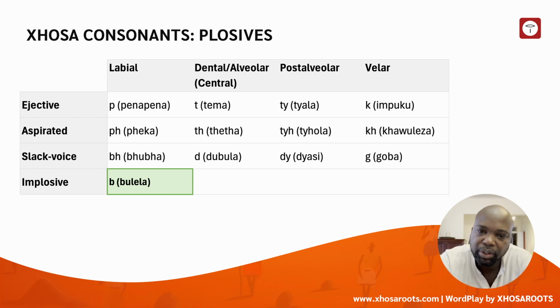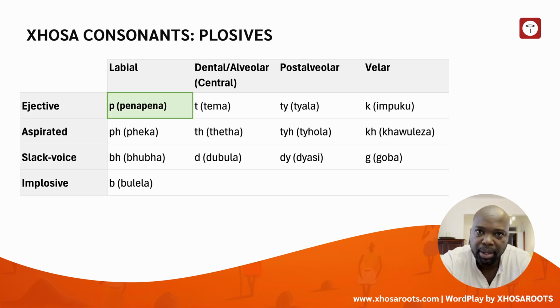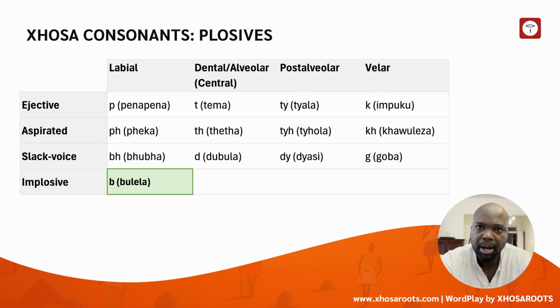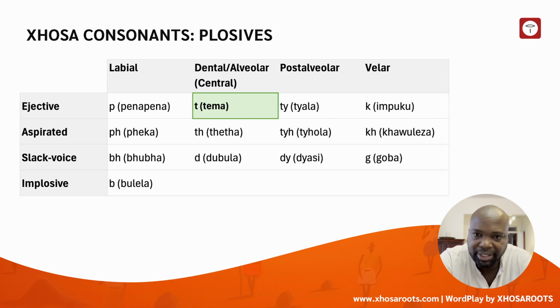So these are the bilabials. As you can see, both your upper and lower lips are involved in the production of the sound. Pa, pa, ba, ba. Okay, moving on to the next group, the dental. Like I said, the dental has the ejective, aspirated, and slack voice, but not the implosive version. I think the sound is practically impossible to produce. But looking at the ejective dental, it's a da, da, da.